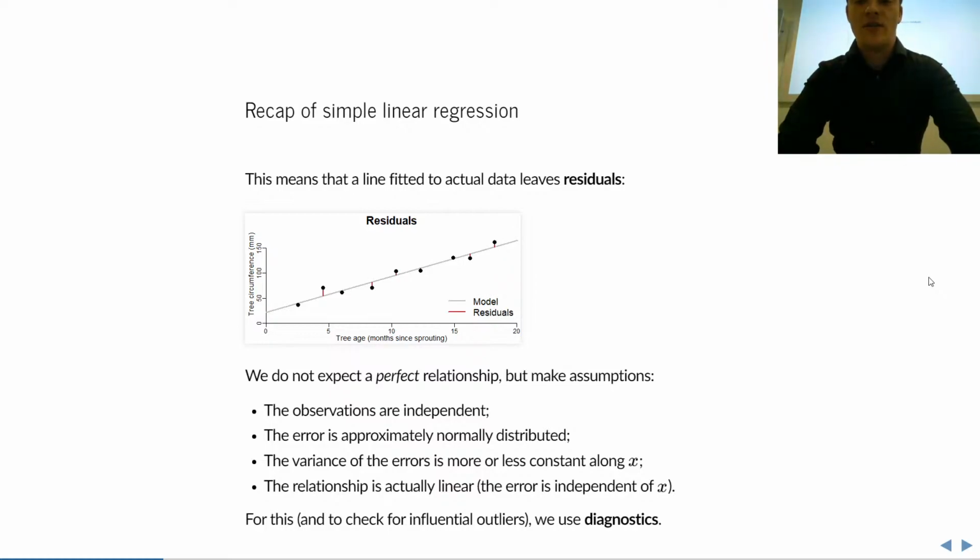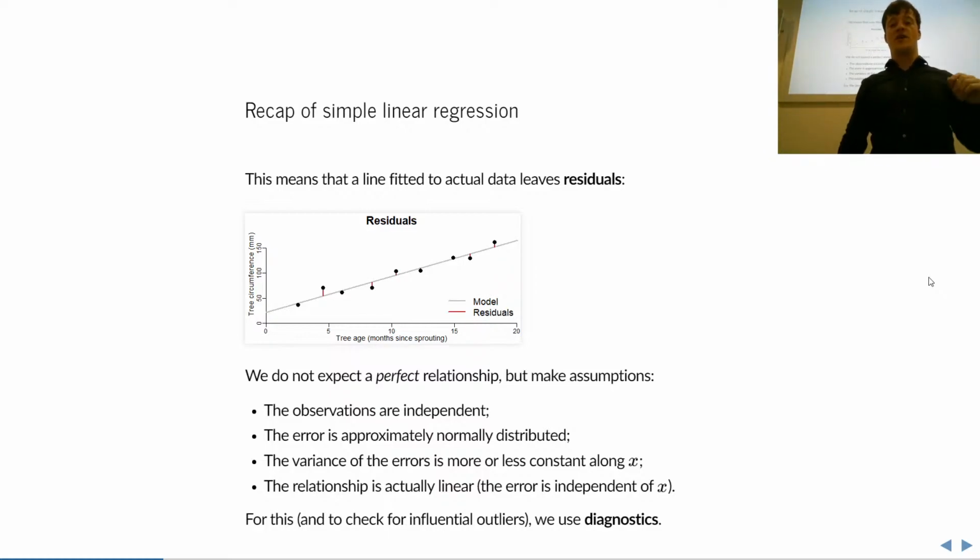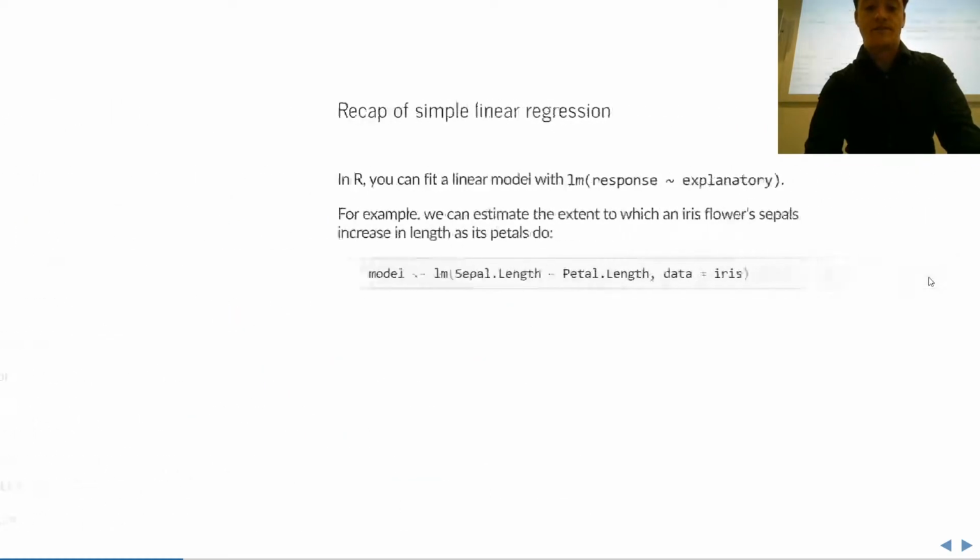And the mathematical way of stating that is saying that the error is independent of x. Because if the error, the size of the residuals, changes as we go along the regression line, over here it's higher, over here it's lower, over here it's higher again, that means there's something left that's not linear. Now, to check this and to check for outliers, we use diagnostics.